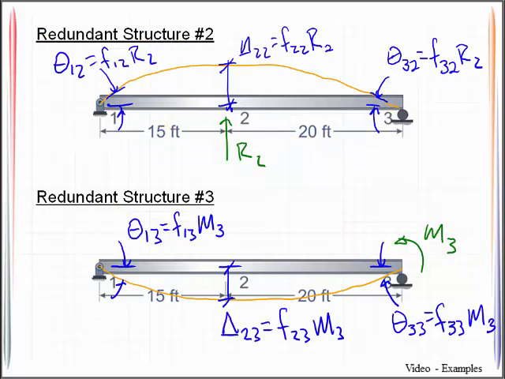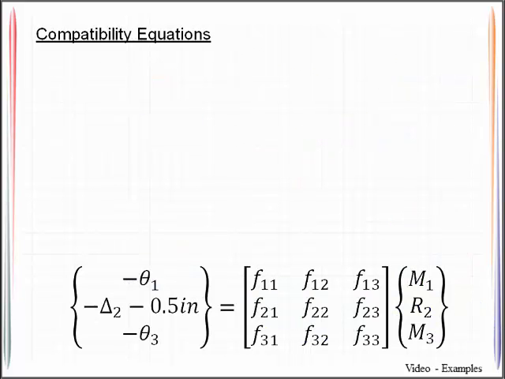We can take a look at that in a similar fashion for the other 2 redundant structures, where I've got the force applied here, and then I've got the moment applied here. All of this is typical in the process for dealing with indeterminate structures using the flexibility approach. We are trying to incorporate settlement, and where that comes into play is in the generation of the compatibility equations. Since I had 3 redundant forces, I need 3 compatibility equations.